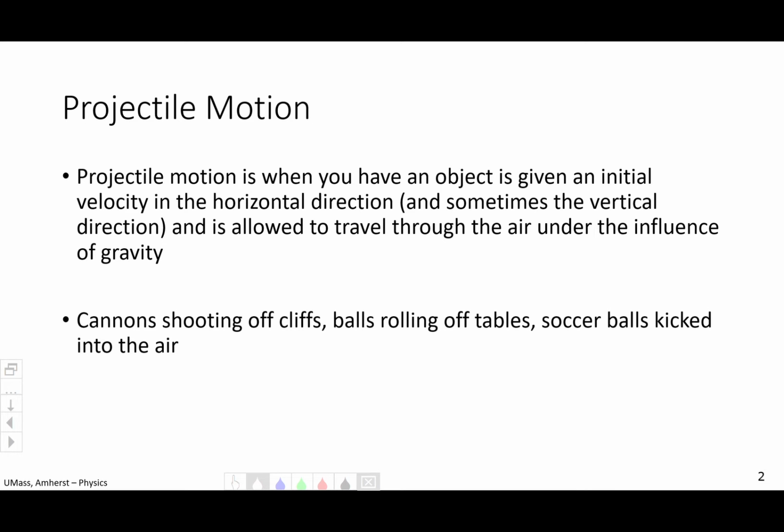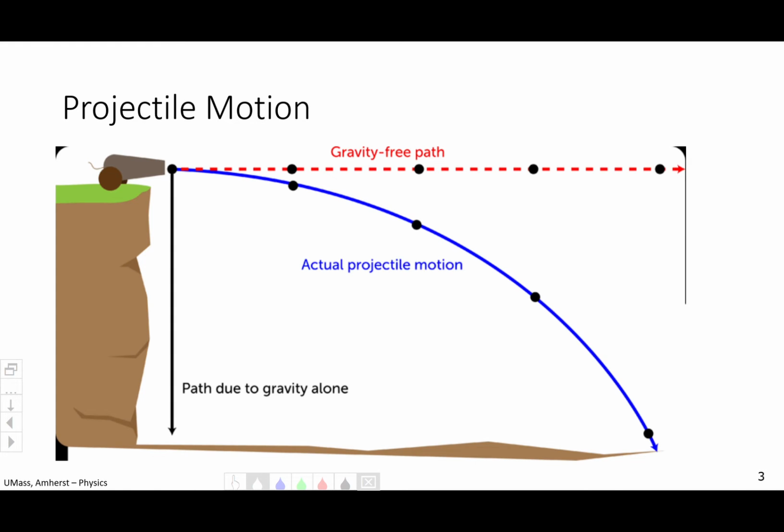So first, projectile motion. Projectile motion is when you have an object that is given an initial velocity in the horizontal direction, sometimes also in the vertical, and it's allowed to travel through the air under the influence of gravity. Some examples of this could be cannons shooting off of cliffs, balls rolling off of tables, soccer balls kicked into the air at some angle. It could be a variety of things. So let's get into it.